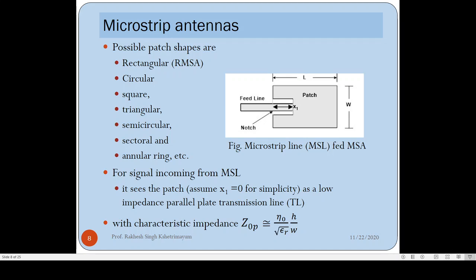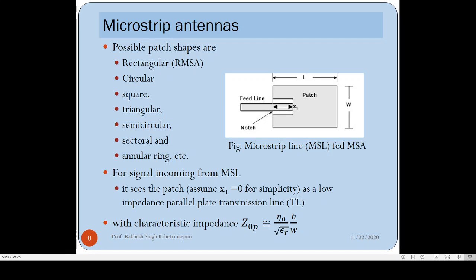So for that to happen, you should have a termination, or a change in the size of the transmission line from the transmission line to that of the patch. Assume a signal incoming from the microstrip line. What this signal propagating through the microstrip line sees is a patch. This patch is metal, and you also have a ground plane below, so it can be assumed as a parallel plate transmission line.